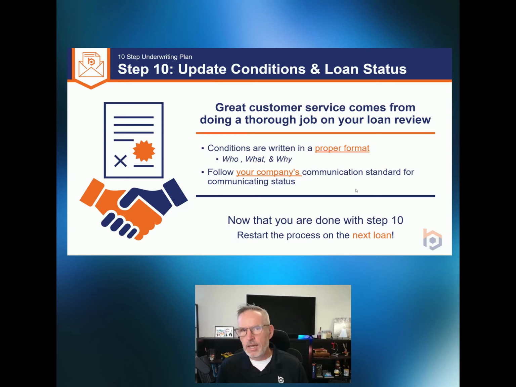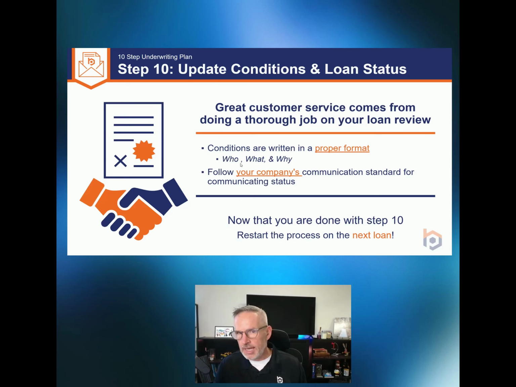Don't write a book, but the format I would use is who, what, why. Who needs to get me something? What is it I need? And why do I need it? Example, borrower to provide updated pay stub within 30 days of application to validate income, right? So what did I give you, who, what, why, in that statement?